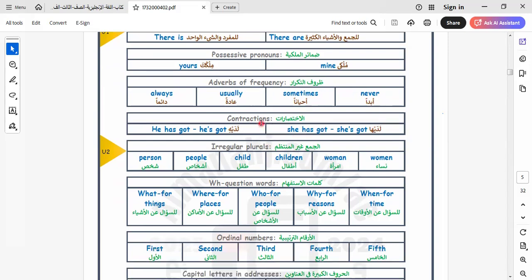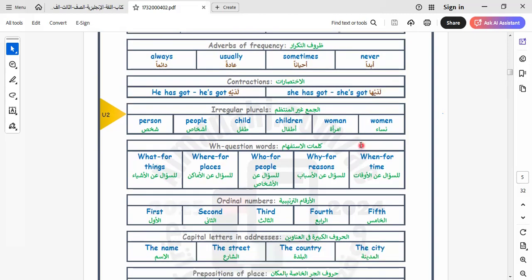We have a construction like this. When we say he has got, I can write he has got as it is, or I can write it in short form. This is called contraction, or abbreviation, where I put the apostrophe related to the verb like this. Here we should say she has got, written like this.